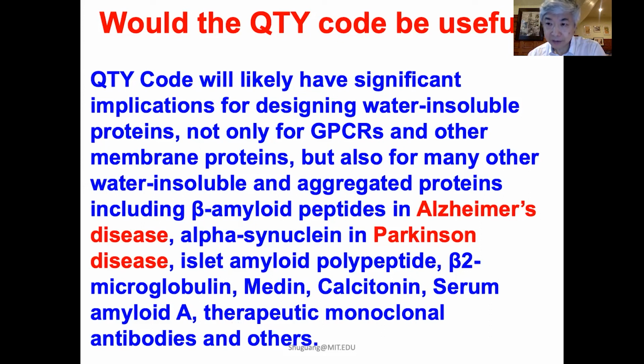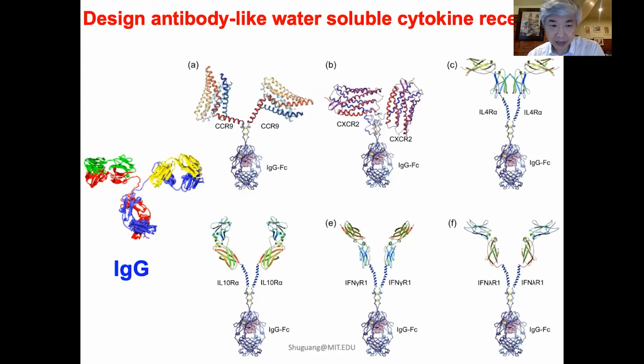Maybe fibrosis disease, liver cirrhosis, and cataracts in the eye often result from protein aggregation and other diseases. So protein aggregation causes many diseases. Here are the examples where we used the QTY code to design water-soluble membrane proteins. Here, this is an antibody. It's called IgG.